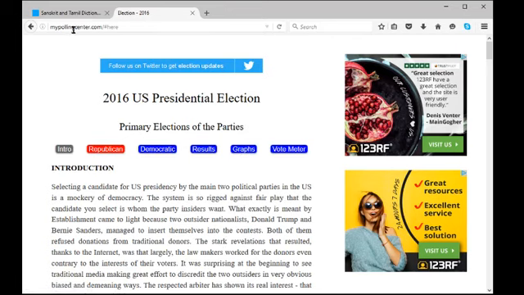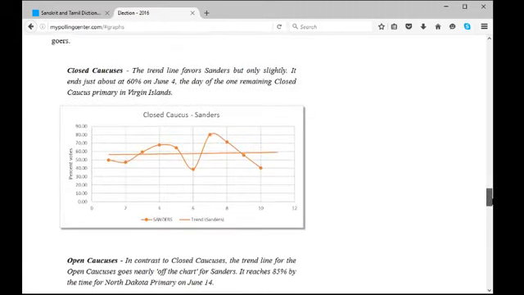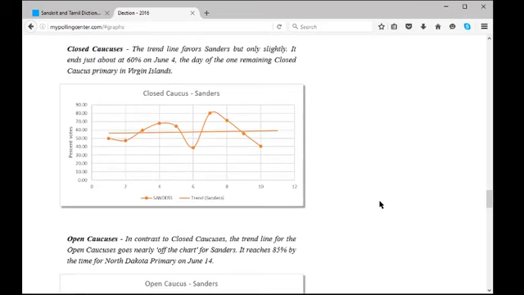This is where you can find it: mypollingcenter.com. You go there and click on graphs. That is what I'm talking about now. This is telling an amazing story. Okay, so let's skip to the graphs here.